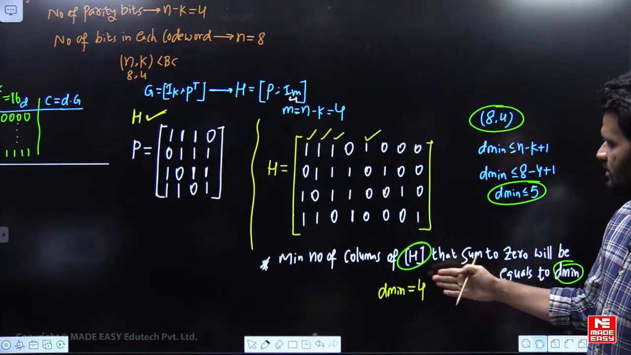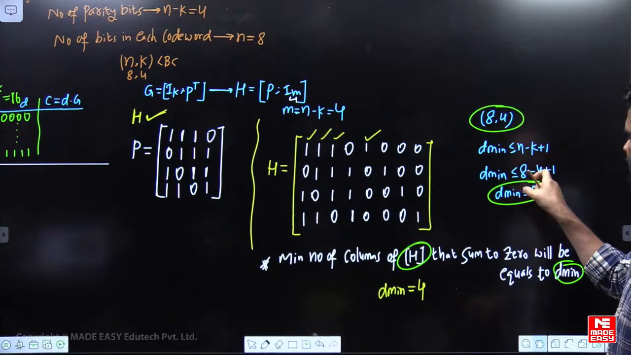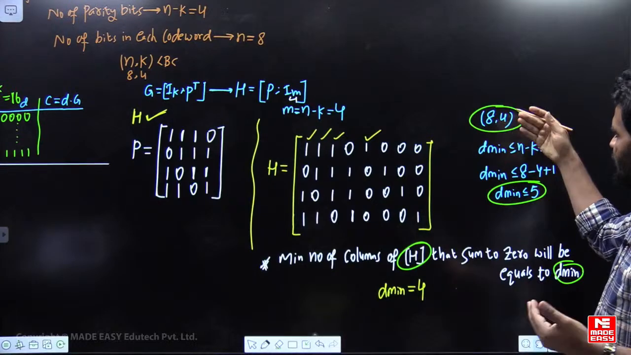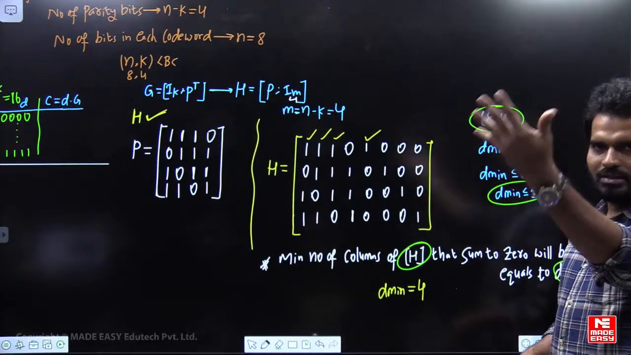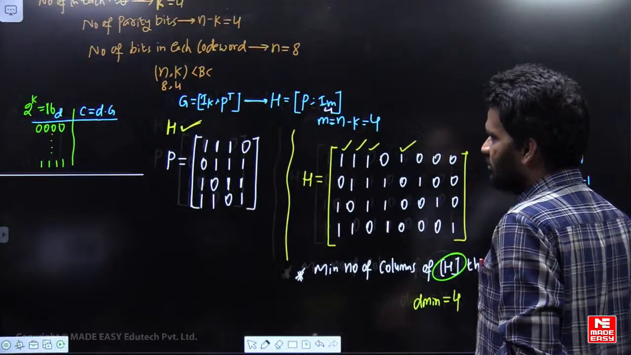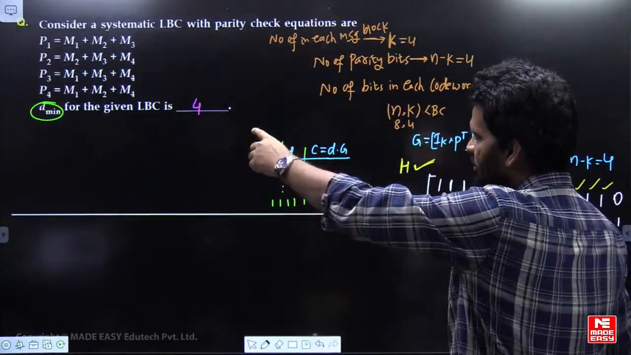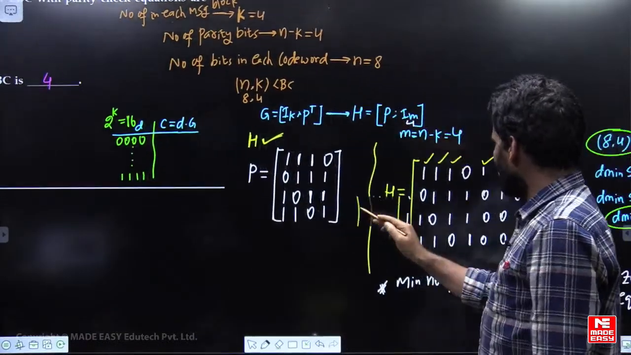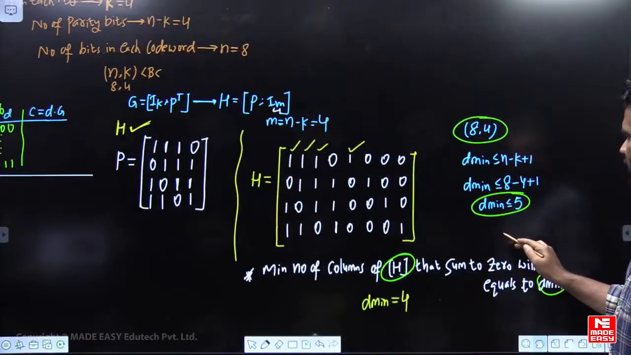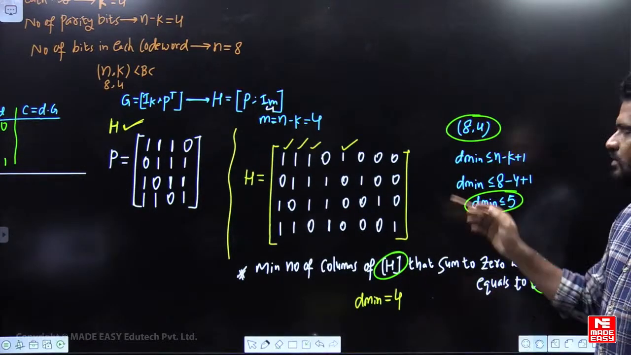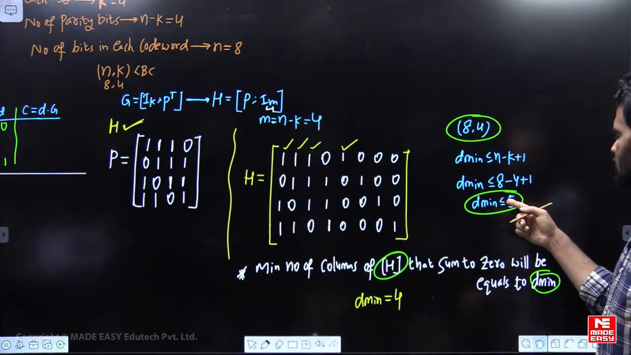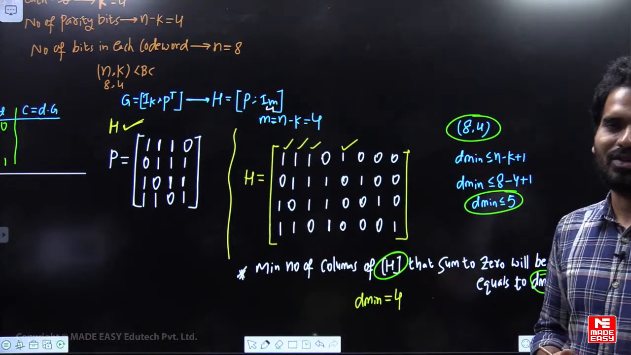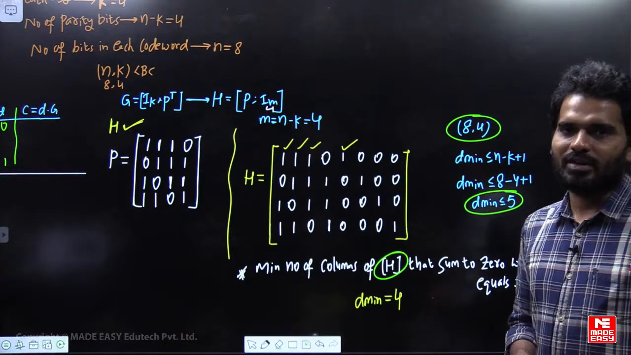But the d min you got, yes, you can see it is satisfying this singleton bound. But if you design the (8,4) LBC by using some other algorithm, then the d min you are going to get will be different. What singleton is saying is, whatever algorithm you are using to design the (8,4) LBC, the d min you get will be definitely less than or equal to 5 only. There is no chance to get d min greater than 5.